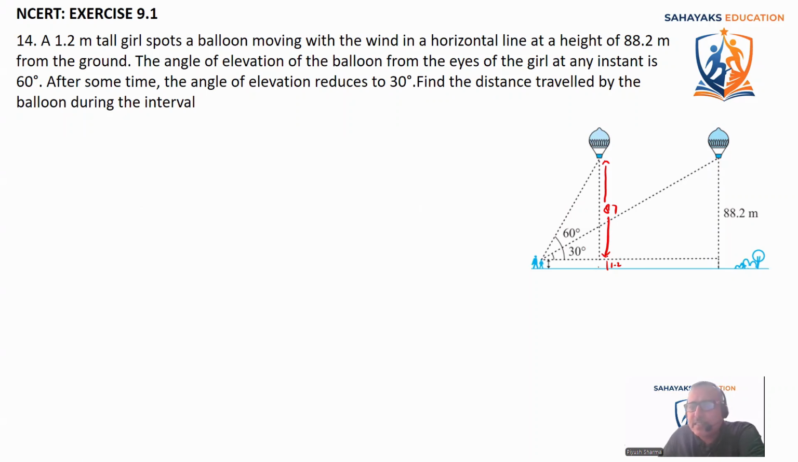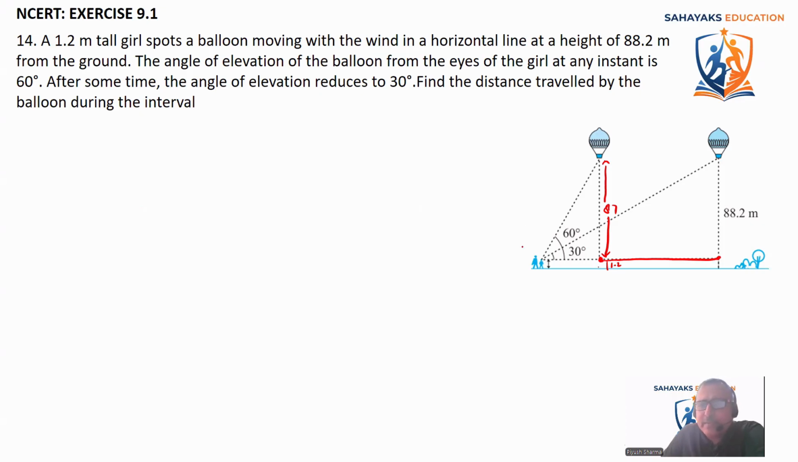So we have to find the distance from here till here. This is the distance which has been traveled. This is the distance traveled by the balloon. This is the distance which you have to find out. Okay, so let's find out the same thing.